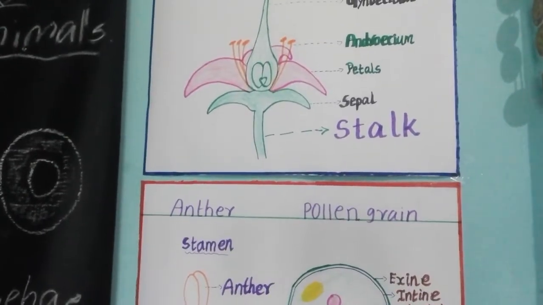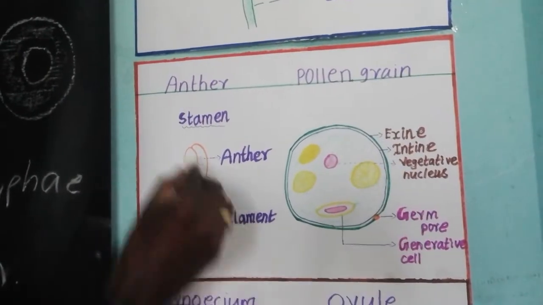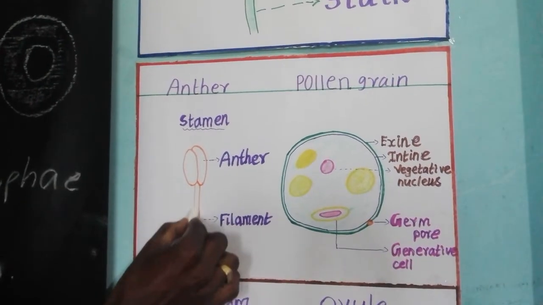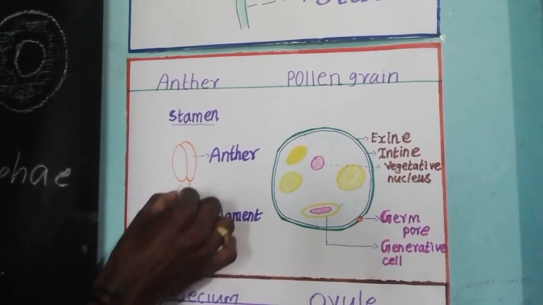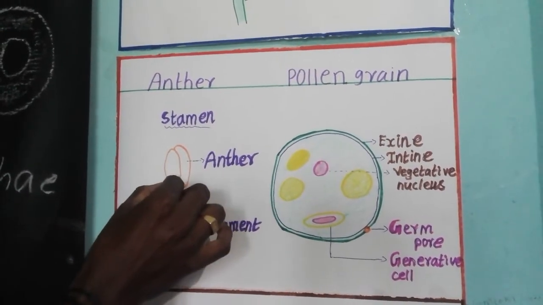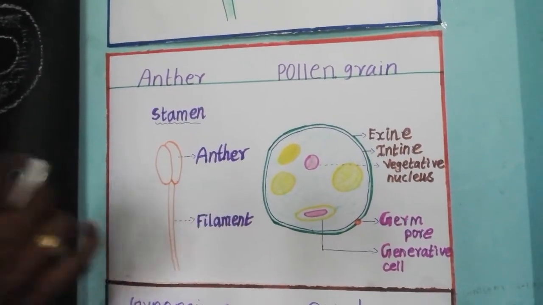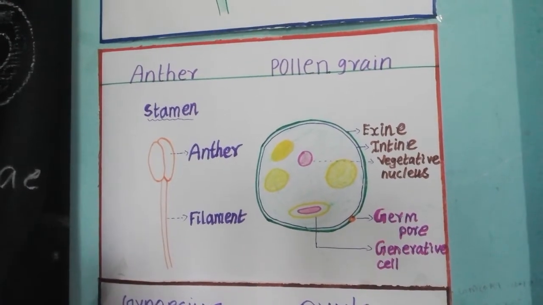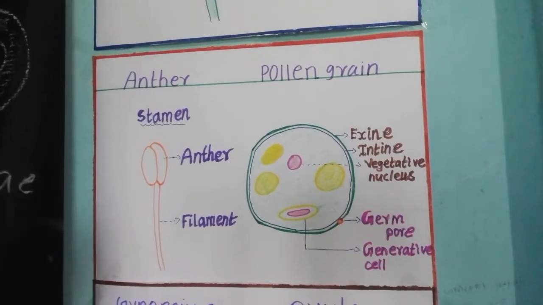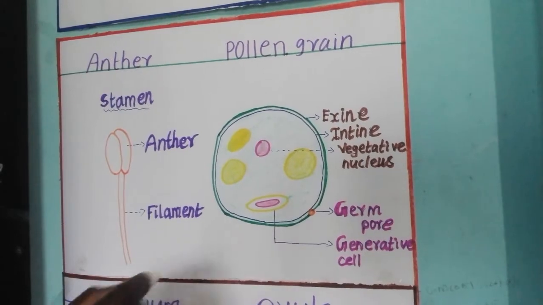The androecium is composed of stamens. Here you see the diagram of a stamen. The stamen has two parts: one long stick-like structure, the filament, and above that two small balloon-like structures, the anthers. Inside the anther there are pollen grains. Pollen grains contain the male reproductive gametes. Now I will explain about pollen grains.